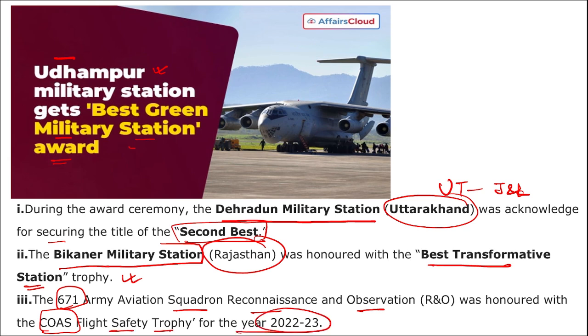So these are some awards. First is your best green military station award. Top is your Udhampur. Second is your Dehradun military station. Then the best transformative station award goes to Bikaner military station. So these are some awards that you need to remember.